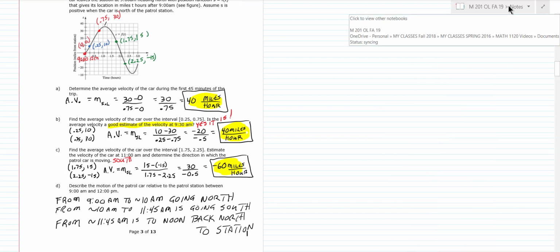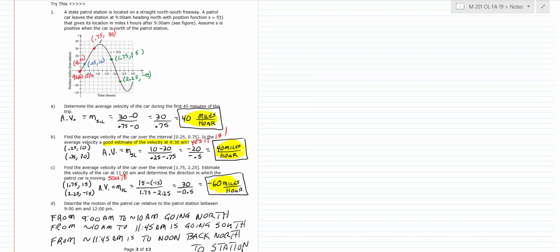So again, what this problem is saying is the patrol station is where you start. That's the station right there. The first thing you're doing is the average velocity over the first 45 minutes. Well, 9 a.m. is when this starts, then that'd be 9:30 right there, and this would be 10 a.m. So that's at 0.75. You have the point 0.75, 30, and you're comparing that to 0, 0. So I'm just doing the slope between these 2 points. That's 30 minus 0 over 0.75 minus 0, so that's 40 miles per hour would be the average velocity of the car, okay?